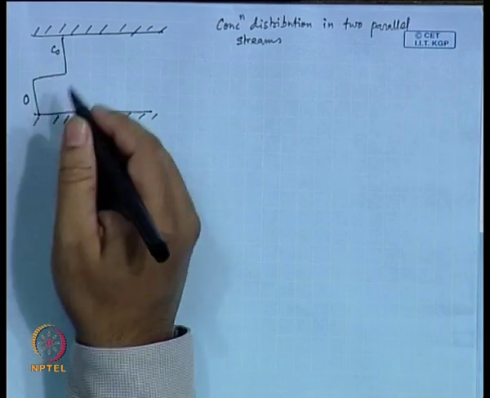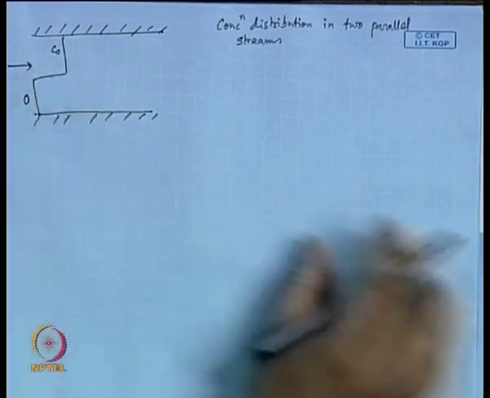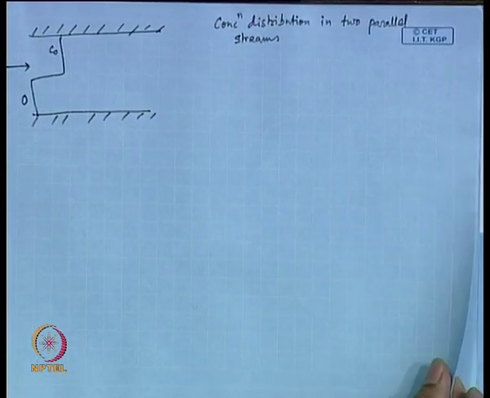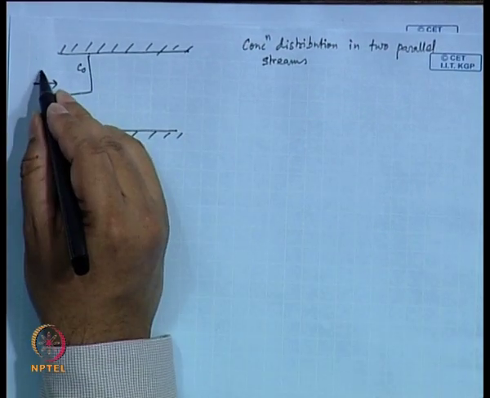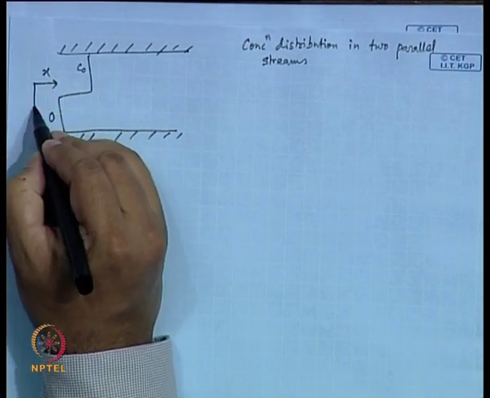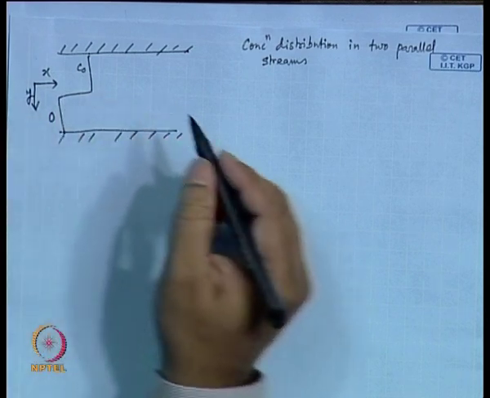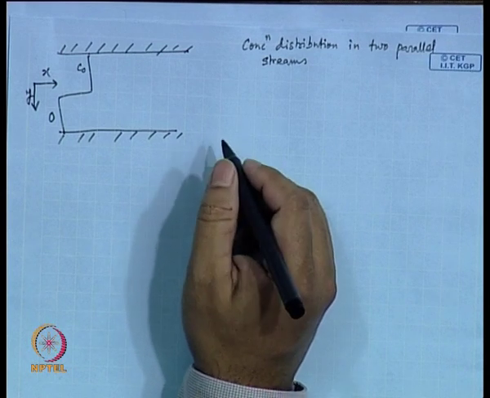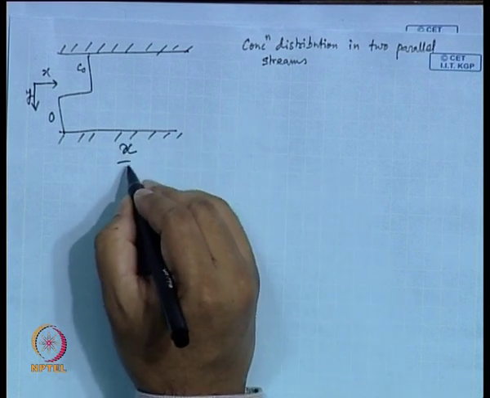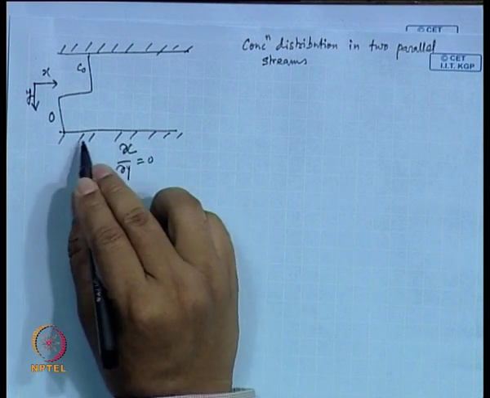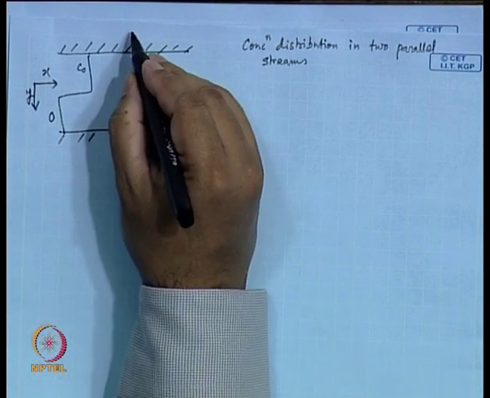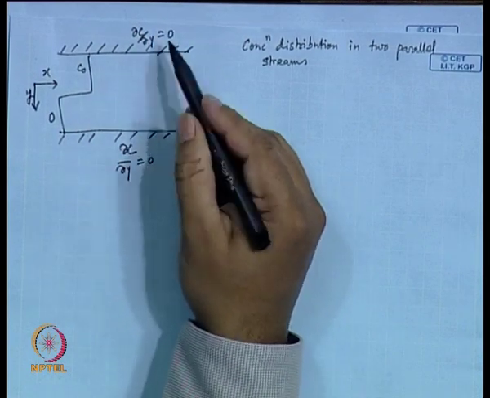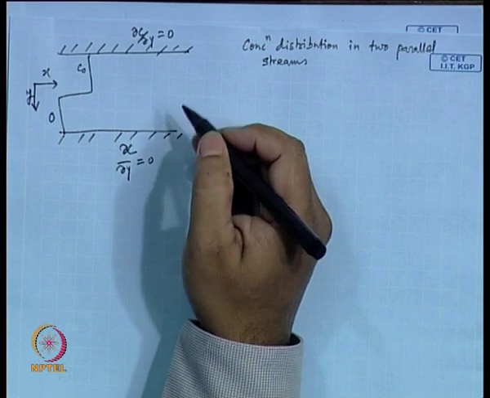We are calling this C0 and 0. I have the x axis drawn here. This is the x, and this is the y. Then you have here del C del y equal to 0. That means this is an impermeable wall. Here del C del y is equal to 0, that means this wall is impermeable and no concentration exchange is happening here.